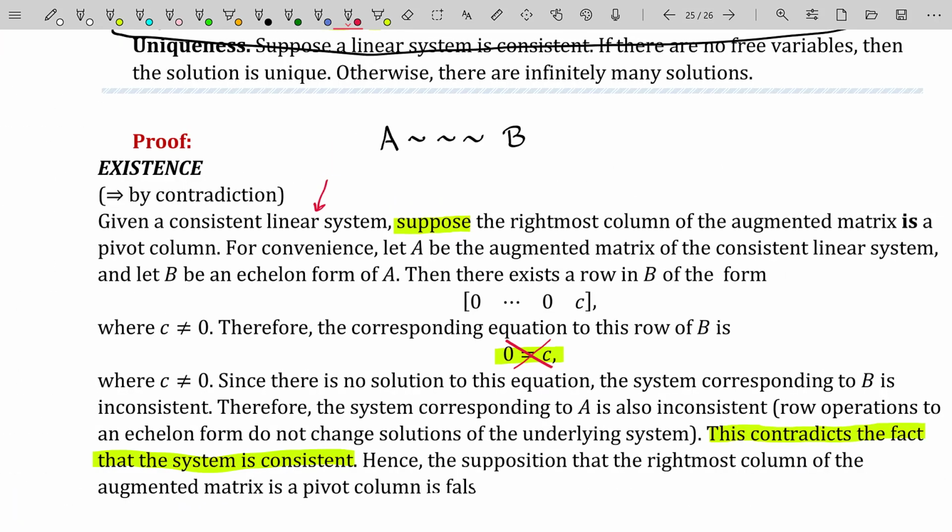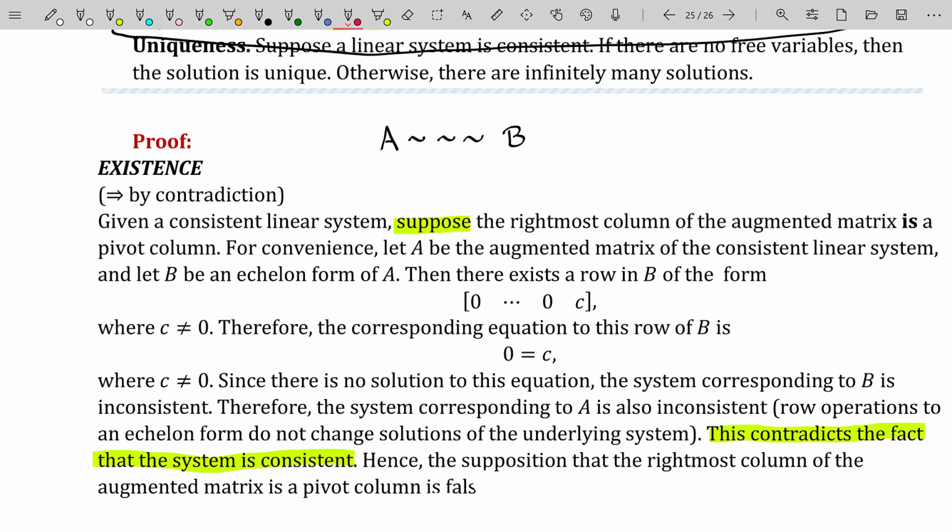However, we were given a consistent linear system. Row operations do not change solution sets, so what the heck happened? We must have made a mistake somewhere in our proof. And that mistake is called a supposition. We made some type of wrong assumption or supposition somewhere.